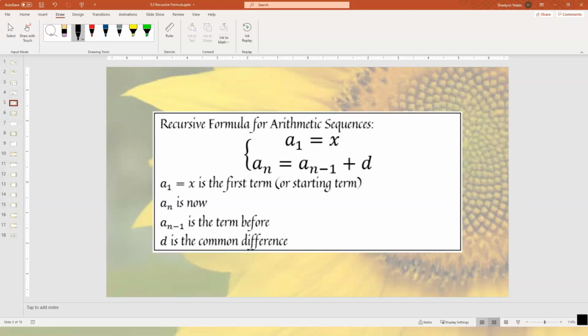So here, the recursive formula for the arithmetic sequence. So we've got a sub 1 equals a number. That is the first term, or the starting term of your sequence. A sub n is now, in other words, whatever term you were looking for. A sub n-1 is the term before. And d is the common difference.